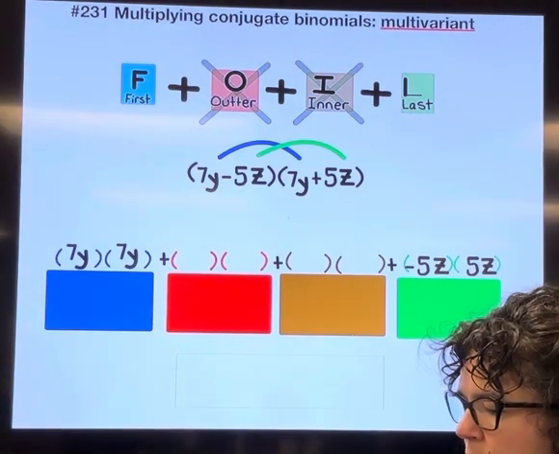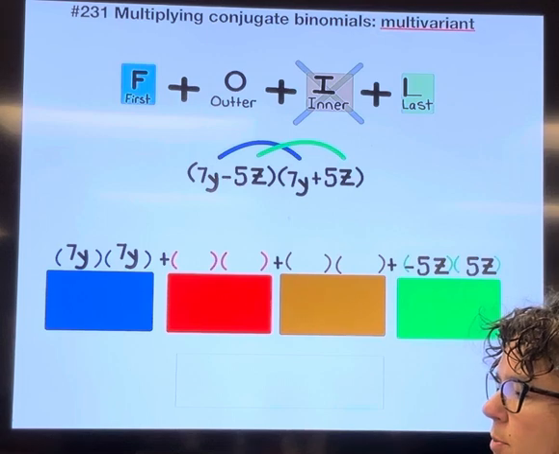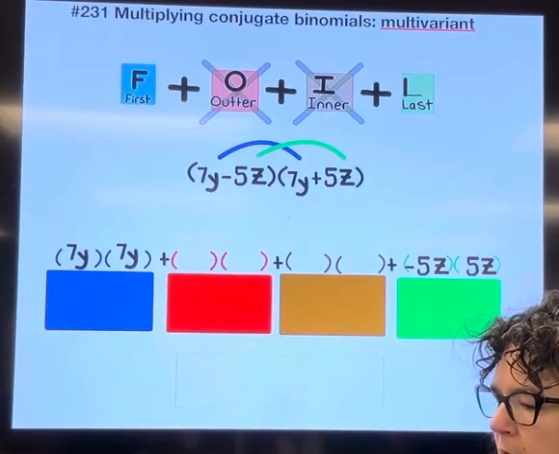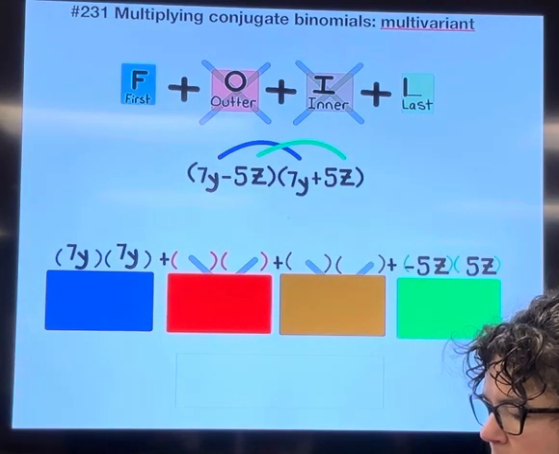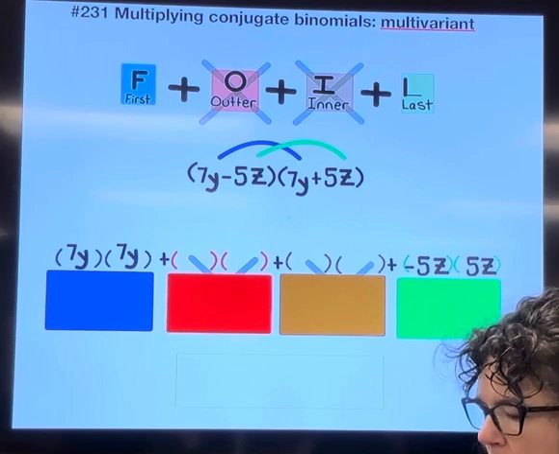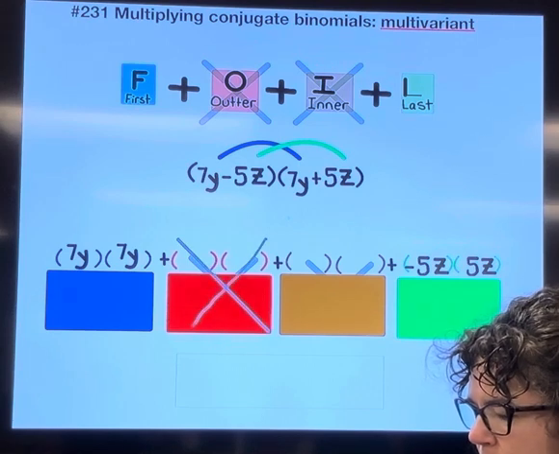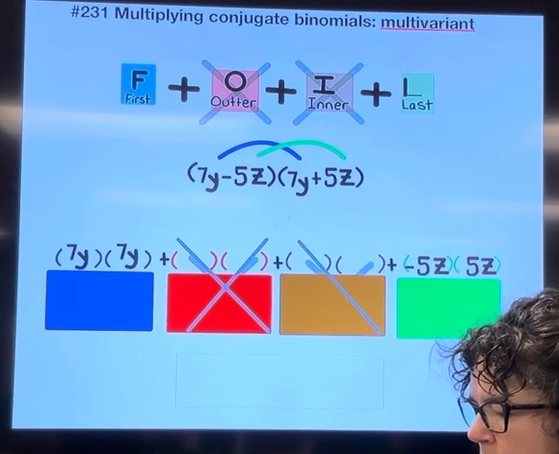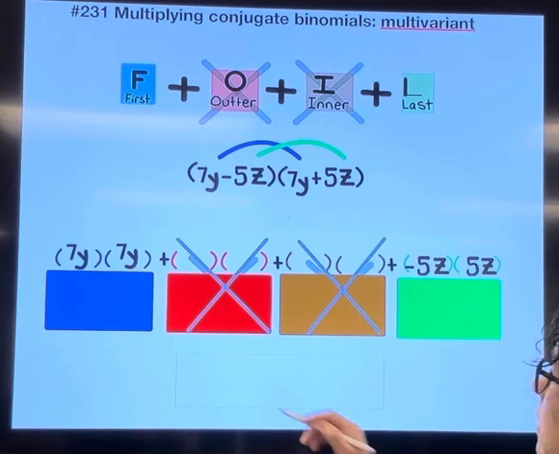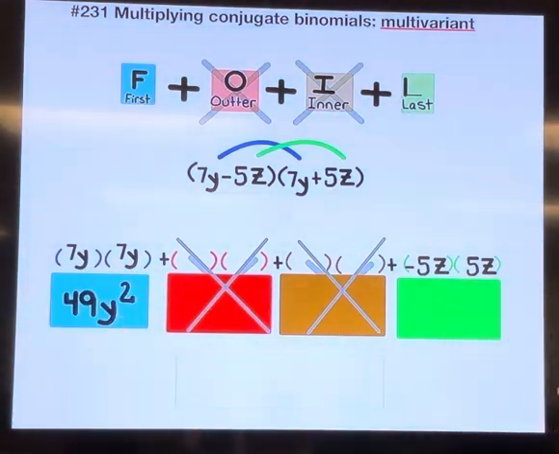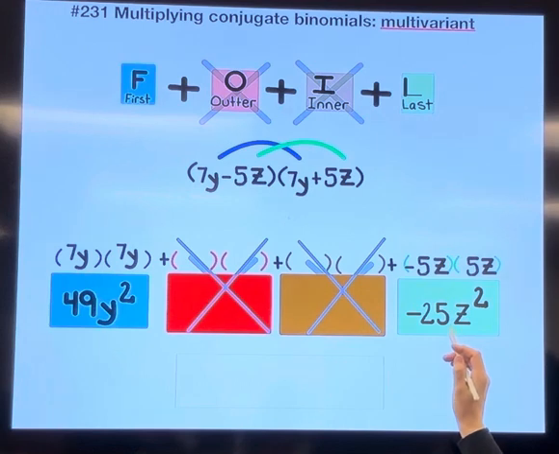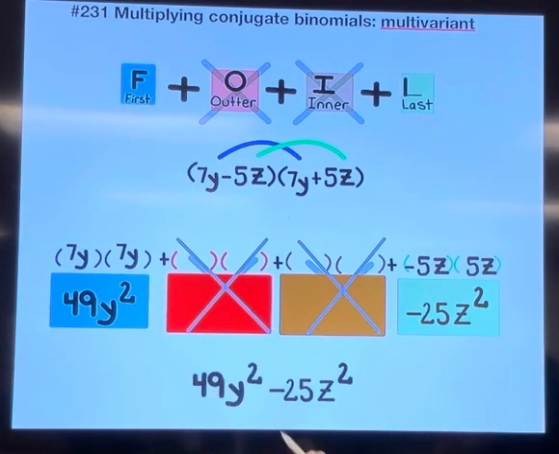And for our notes purposes here, I'm going to grab these X's to indicate that I am completely ignoring this one and this one. So 7y times 7y, 7 times 7 is 49, and y times y is y squared. And -5z times +5z is -25z to the second. And our final answer is 49y squared minus 25z squared.